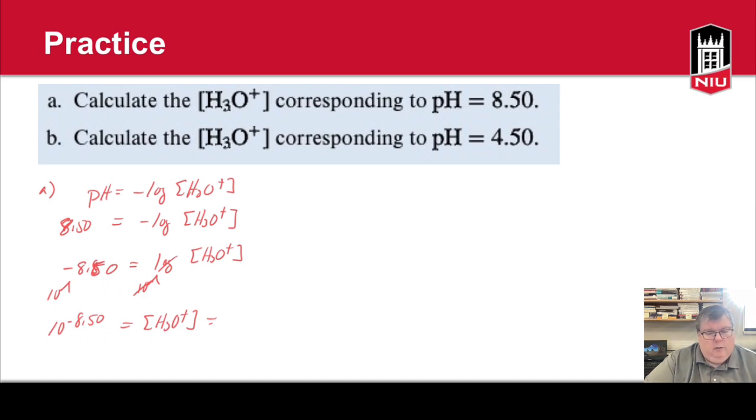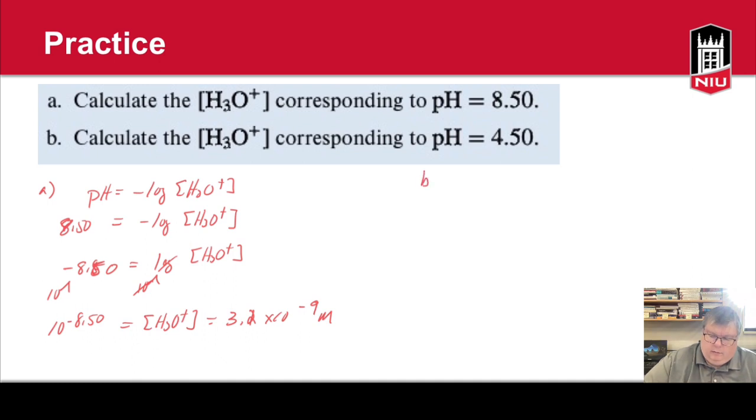So 8.5 negative anti-log, and we get 3.2 times 10 to the minus 9 molar.